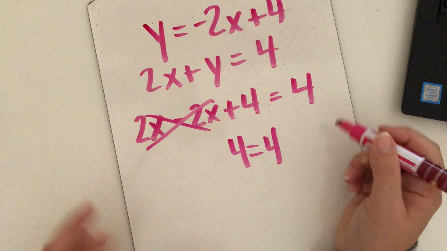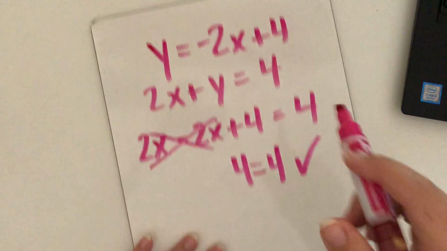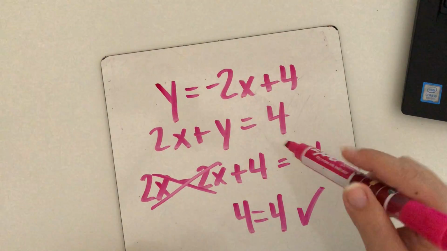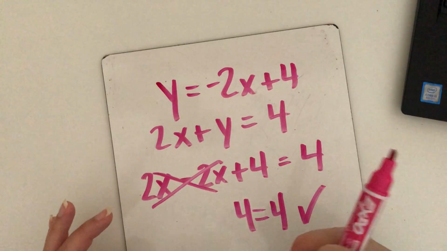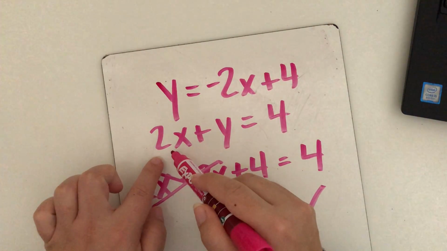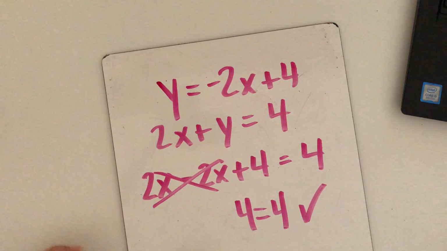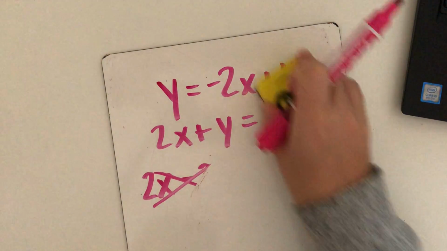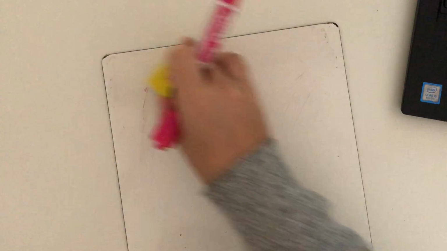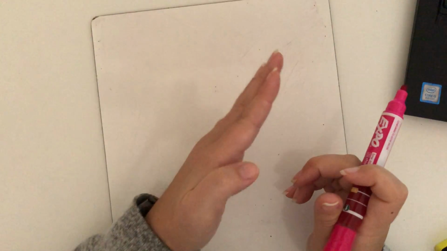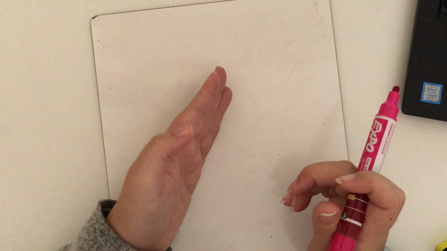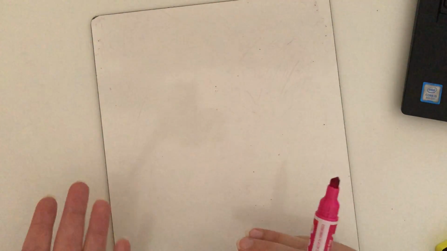Is that a true statement? You bet. These two lines are actually the exact same line. Because watch what would happen if you moved this 2x to the other side. It'd become a negative, right? So that means that that system would have an infinite amount of solutions, okay? Since the two lines are the exact same line, every single point that falls on one line is going to fall on the other, because they're the same line, okay? So again, just keep that in mind.